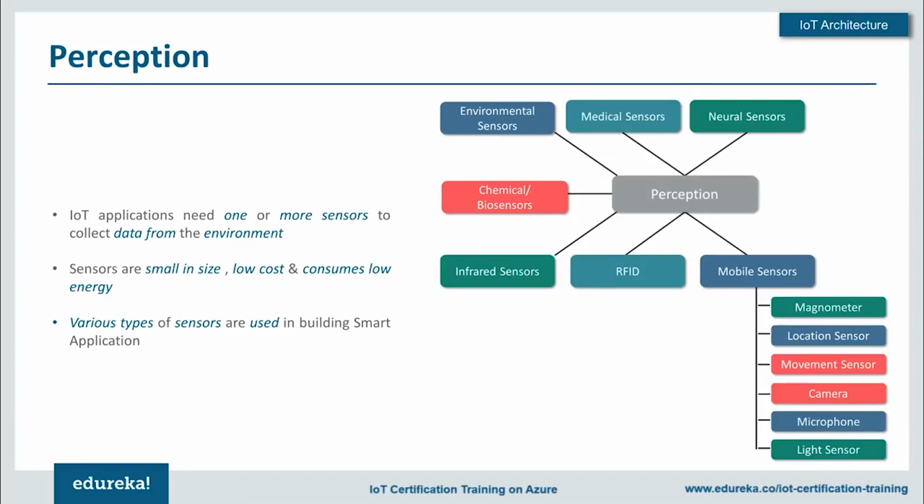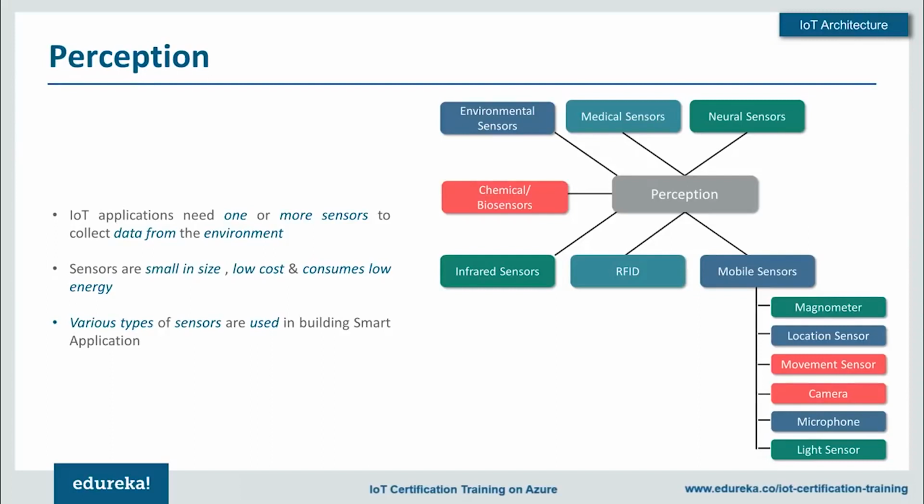When I talk about sensors, we have various types of sensors. One of the easiest examples that can be seen on a daily basis is the sensors which are part of your mobile. You have a location sensor, you have a movement sensor. The camera in itself is actually another sensor. Your microphone, your light sensor. These are all various important aspects of your mobile that we use on a daily basis.